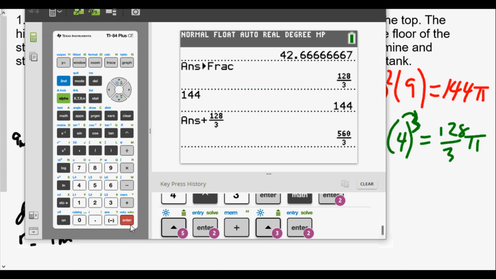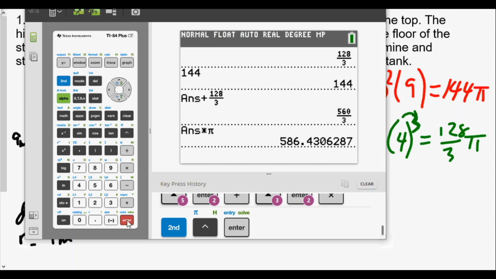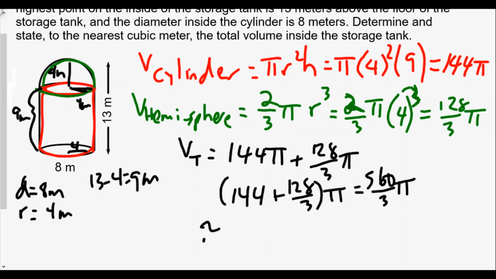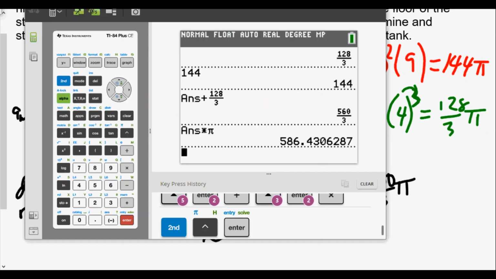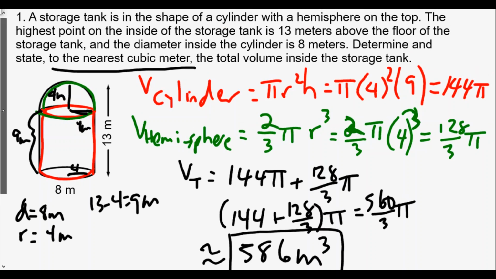Add that together, we have 560 over 3. Now, that 560 over 3, okay, we're going to multiply that by pi. So times pi. And by multiplying this by pi, we get 560 over 3 pi, which when we round this off to the nearest cubic meter was 586.4, which rounds down to 586 cubic meters. Okay, so this will be the volume of the storage tank.